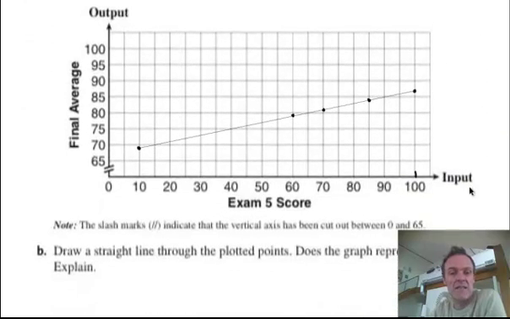So again, this time I'm reading the y-axis. Here's my 85. Read along, all the way over here. It's about 90, doesn't it? So I need to get 90 to get an average of 85. Okay, sounds right. We've done the graph, we can use it now.